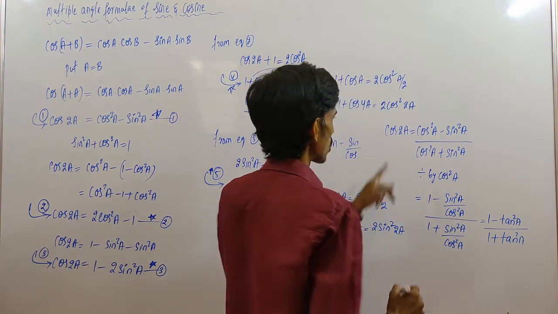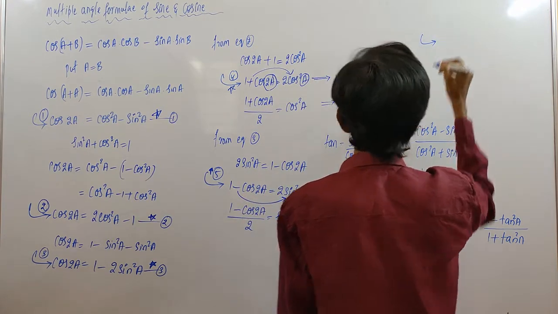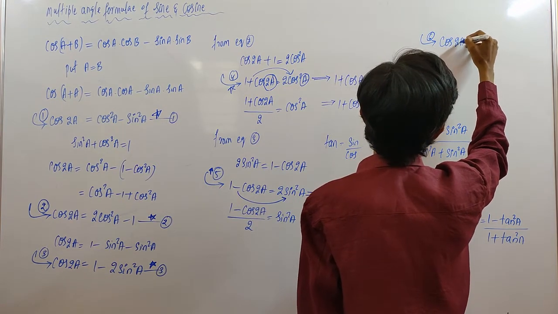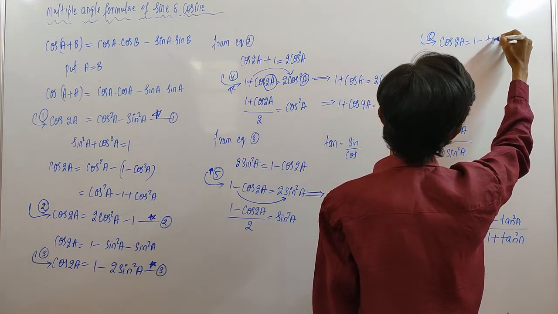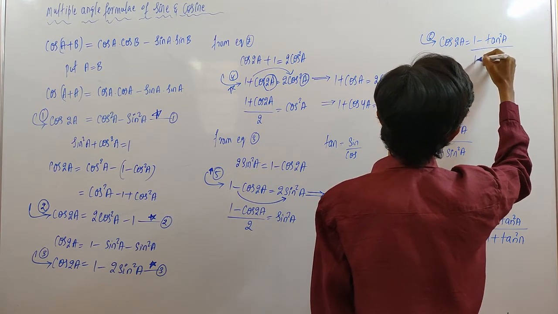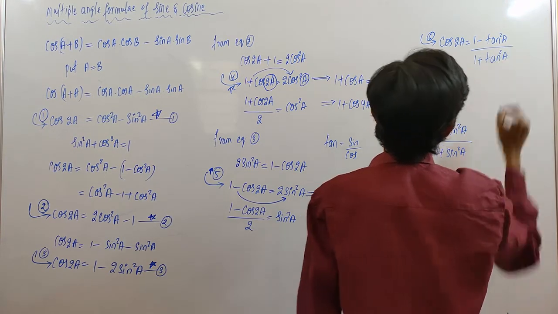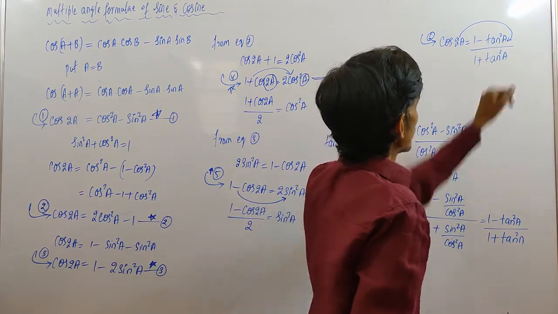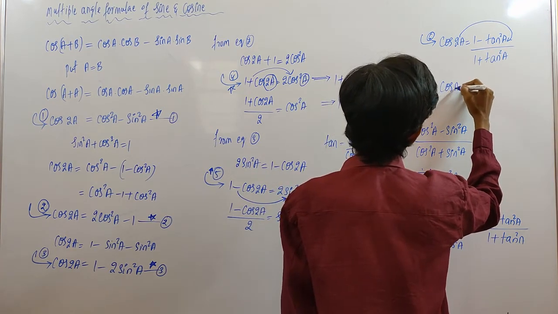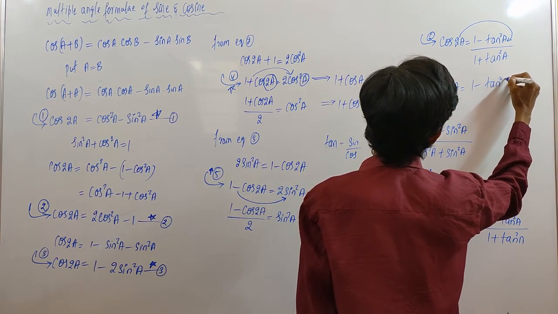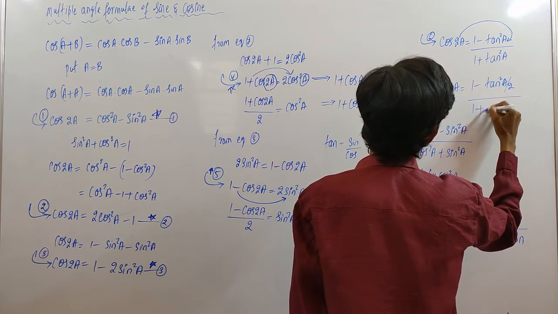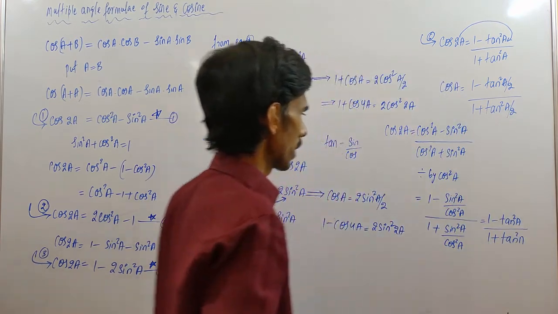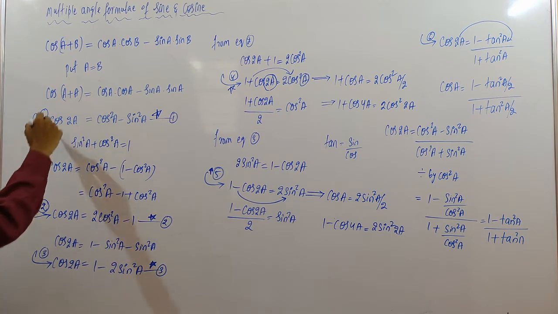This is the formula for cos 2A. Hence we can write one more formula, formula number 6: cos 2A is equal to 1 minus tan square A divided by 1 plus tan square A. Here 2A is there, so take half. Half of 2A is A. If we have cos A, then we should take 1 minus tan square A by 2 divided by 1 plus tan square A by 2. So these are the formulas related to cos 2A.